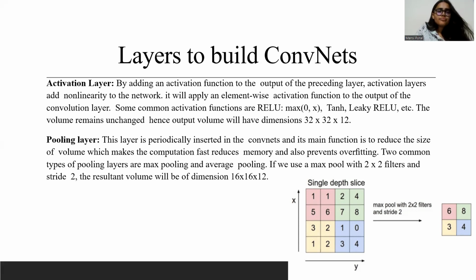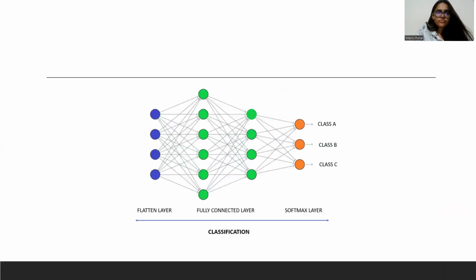The pooling layer is periodically inserted in the convnet, and its main function is to reduce the size of the volume, which makes the computation fast, reduces memory, and prevents overfitting. Two common types of pooling layers are max pooling and average pooling. If we use max pooling with 2 x 2 filters and stride 2, the resultant volume will have dimensions 16 x 16 x 12. So this is the image of a convolution neural network.